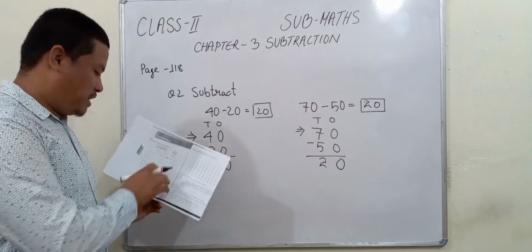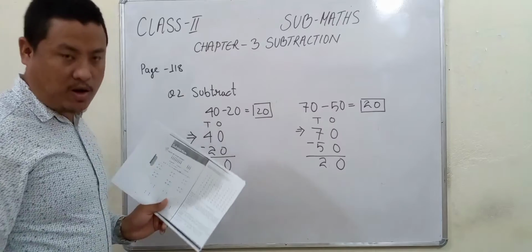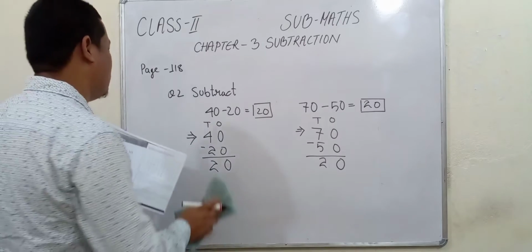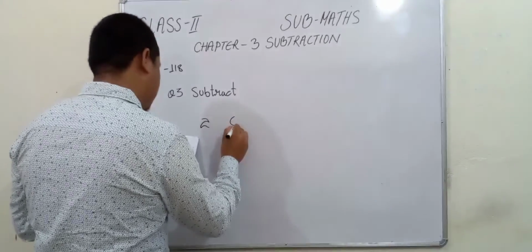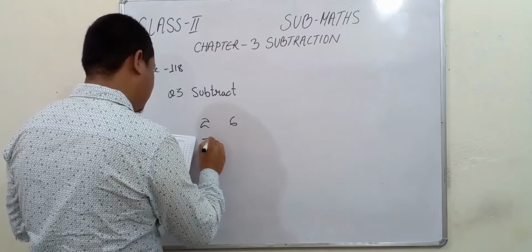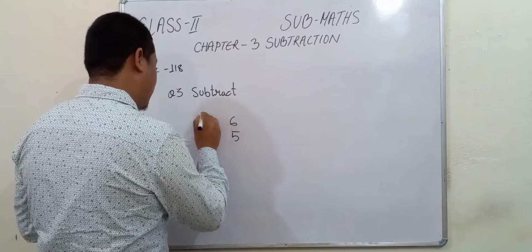Remaining questions, still 4 questions are remaining. Then one you have to practice at home. Okay, 26 minus 5.